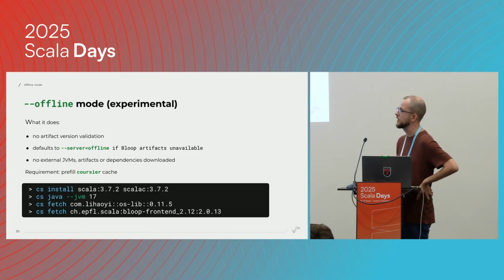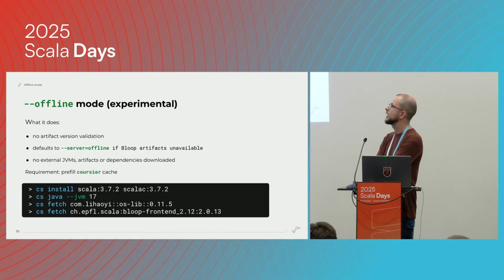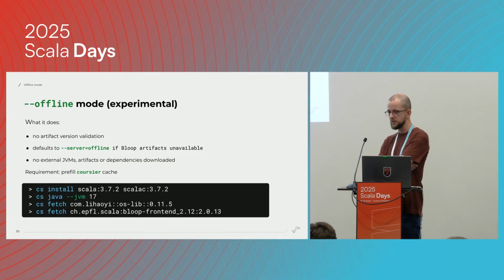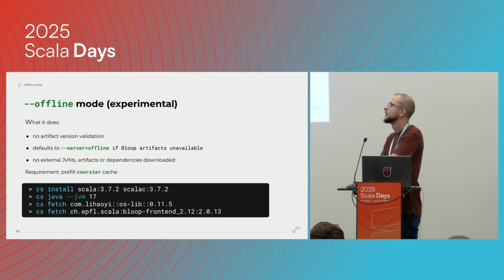Also, if you do not have the build server artifacts, then it will default your builds to server offline. It will not try to download Bloop. And nothing else will be downloaded and verified either. The problem is that you have to pre-fill your caches if you want this to actually work, because if it can't download a dependency and your project does require that dependency, then of course it will fail, right?